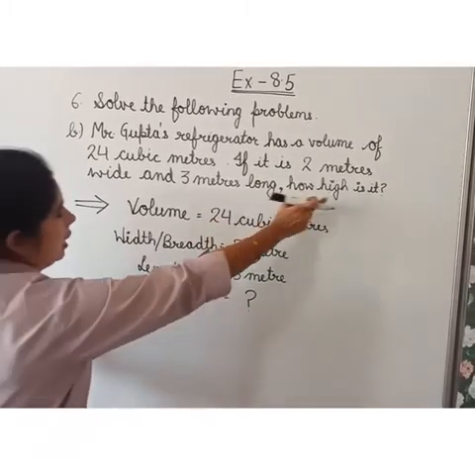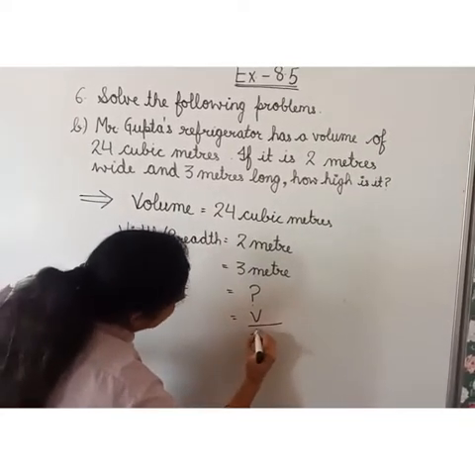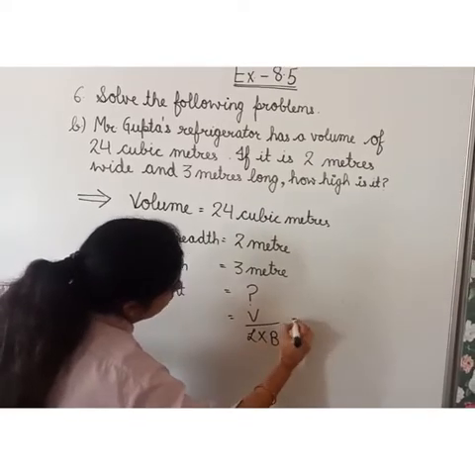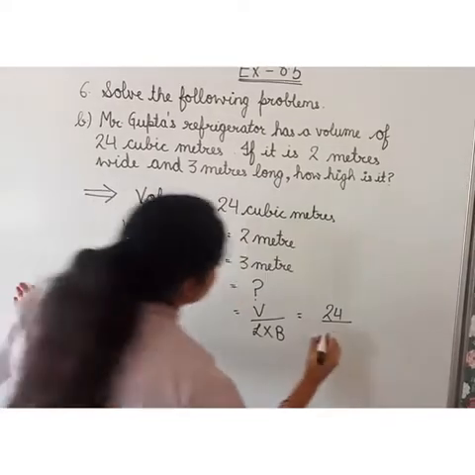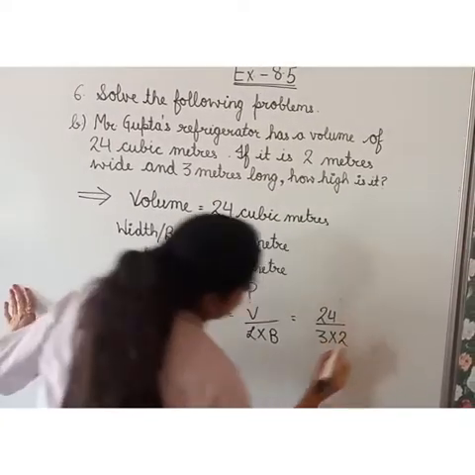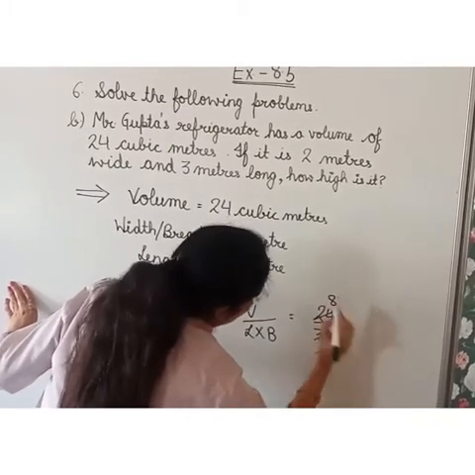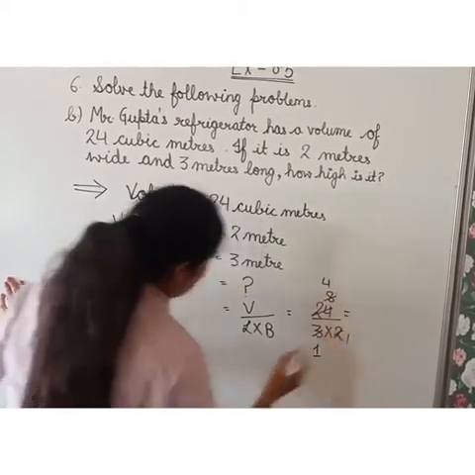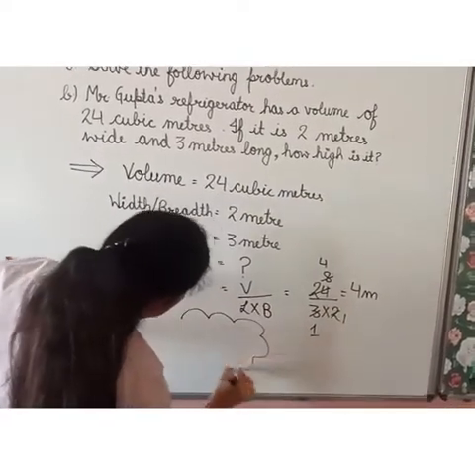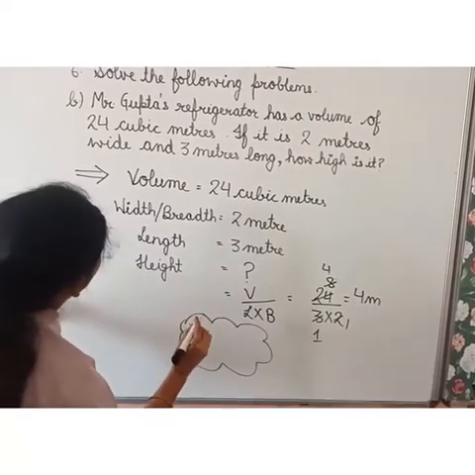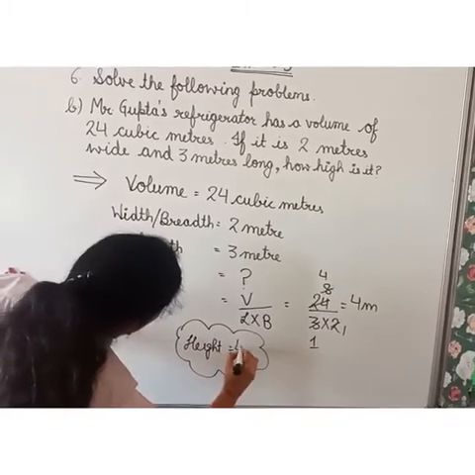Now we have to find the height. Height formula we will use here. That is volume divided by length multiply breadth. Volume is 24. Length is 3. Breadth is 2. Do the cutting. 3 ones are 3. 3 eights are 24. 2 ones are 2. 2 fours are 8. This is 4 meter. So our answer is height is equal to 4 meter.